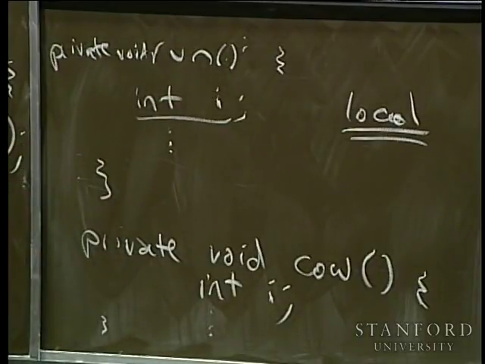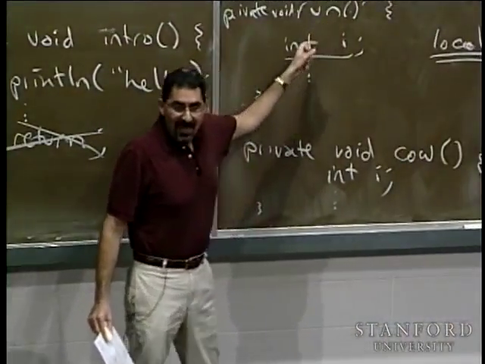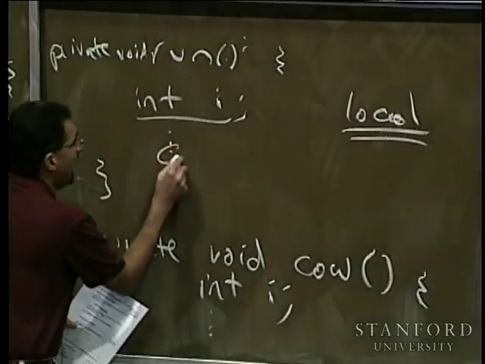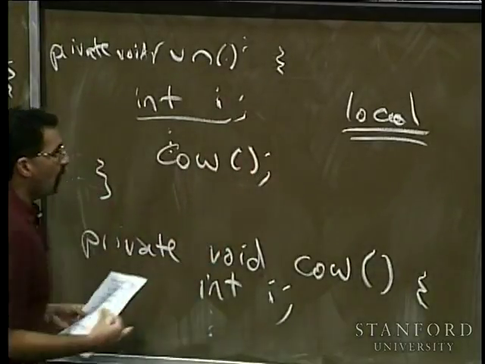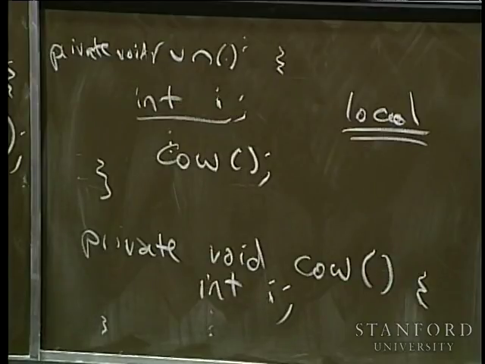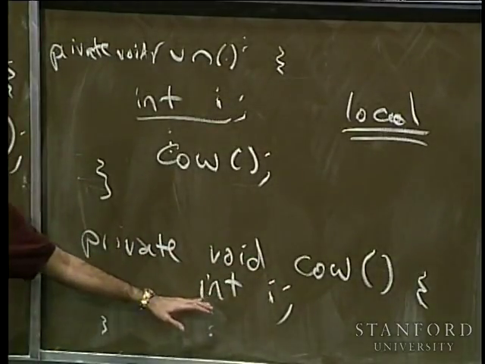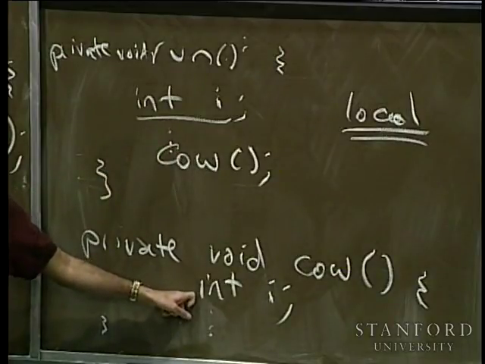It's like, yeah, I'm just hanging out with boys and girls in run, and that's where I live. And so if run happens to call cow somewhere inside here, well, I don't live in cow, so I'm not going over to cow, right? And cow comes and it gets called, and there's some other i here. And it doesn't know about this i. It's like hanging out in a different hood.